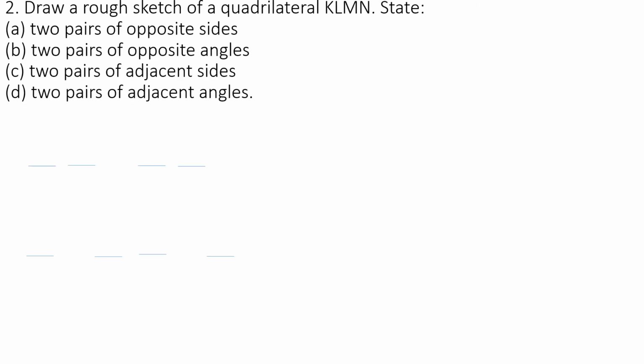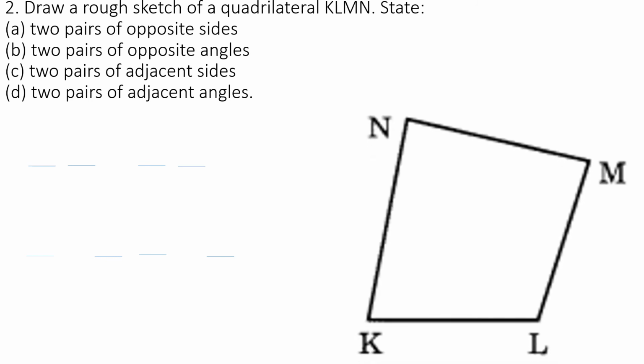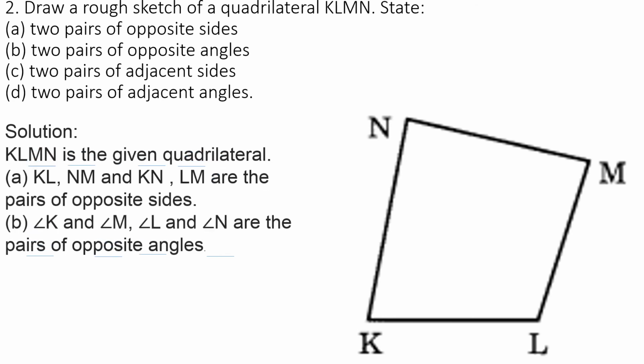Next question. Draw a rough sketch of quadrilateral KLMN. First we are going to draw the figure KLMN. Now the first question: two pairs of opposite sides. KLMN is the given quadrilateral. What are the opposite sides? See, KL and NM, these two are opposite. Then the other pair, KN and LM. These two are pairs of opposite sides.